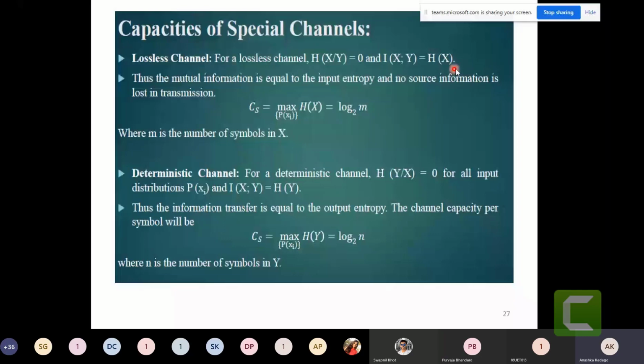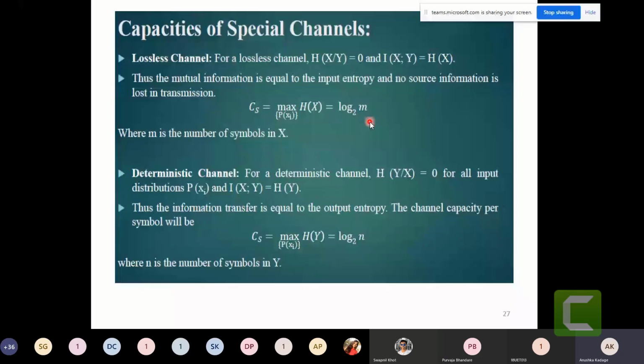And because of that, in the equation of channel capacity per symbol, we will find max of H(X) only. And max of H(X) is related to log to the base 2 of the number of symbols generated by the transmitter, which comes out as log to the base 2 of m. So m is nothing but the possible number of symbols transmitted from the transmitter.